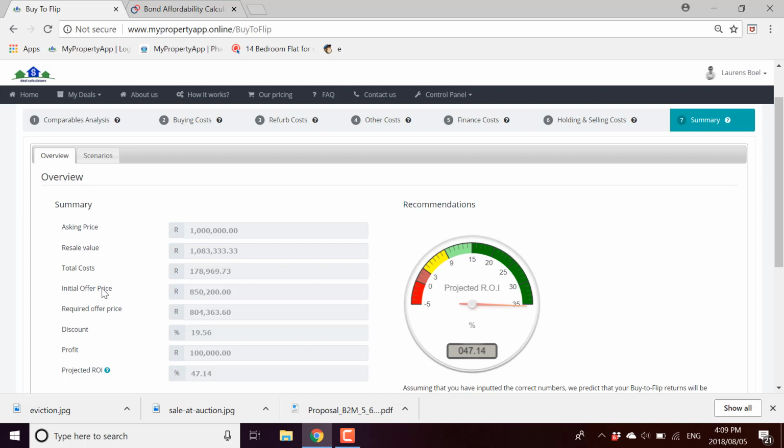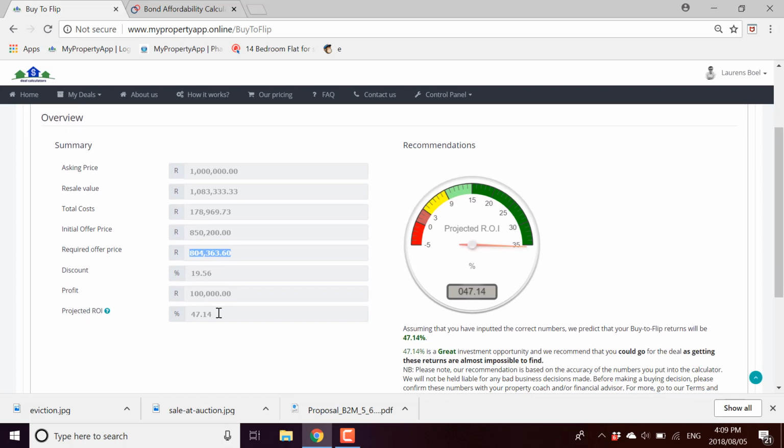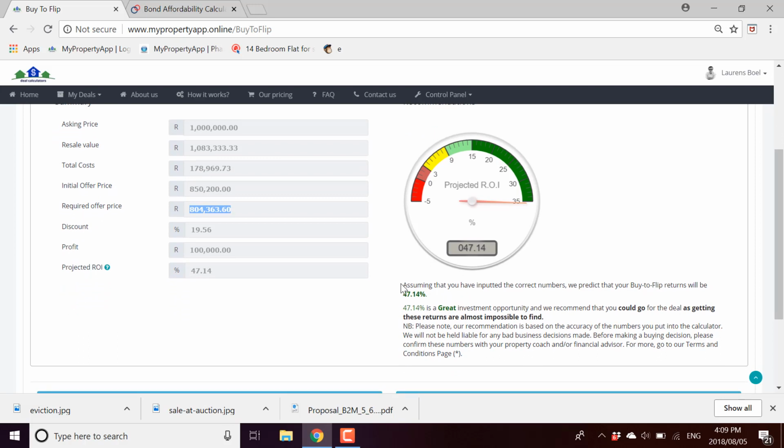So this initial offer price, don't let it confuse you. That's just in the back end. We need to understand what your initial offer price is to work out what your bond would be, and then removing the bond cost for those 6 months will give you your required offer price. So this is the number you need to work on. It's the 804,000 rand, which will give you a projected ROI of 47.14%.